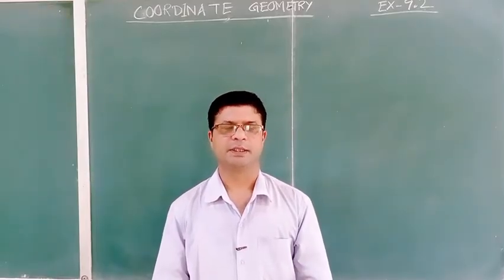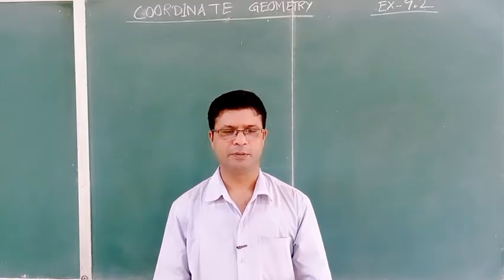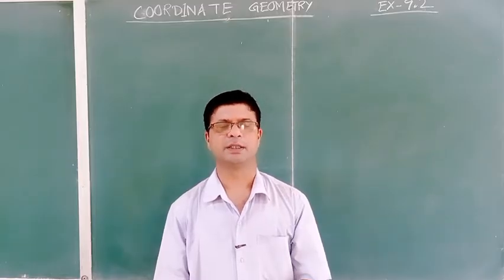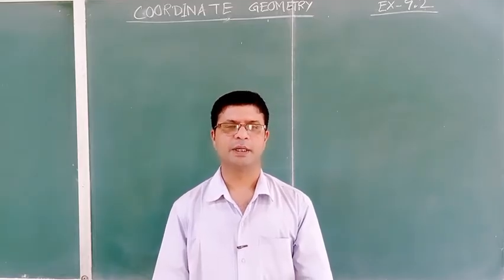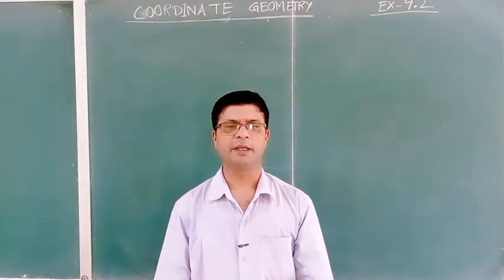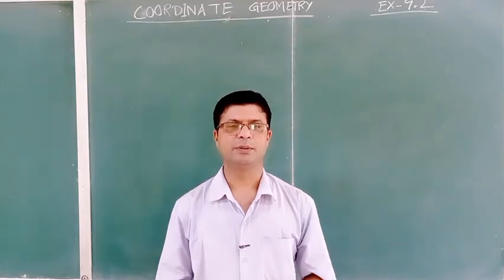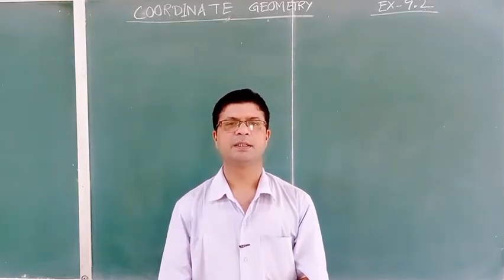We have already started the chapter coordinate geometry. Today we shall continue coordinate geometry, but we are in exercise 9.2. In exercise 9.1 we have studied the concept of inclination of a line and the gradient or slope of a line, but we didn't get what is the equation of a line. Equation of a line is used to represent a straight line.